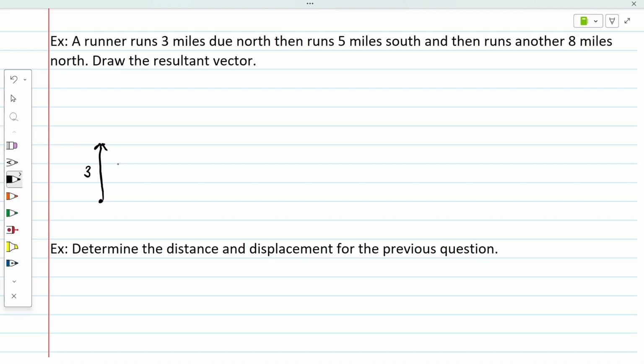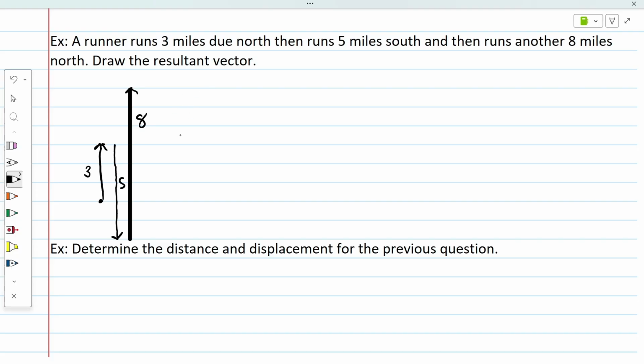Whenever you're adding vectors, you always want to draw them tip to tail. So you can start from here and draw it down 5. That will be your 5 miles south. And then it turns around again and runs another 8 miles north. So I can draw it from down here and go 5, 6, 7, 8. Okay, I don't know why it got so thick there, but whatever. So then we have 8 right there. Now we could imagine these being all in one line, but just so you can see them, they're moved over. The vector is not actually moving to the right or left at all.